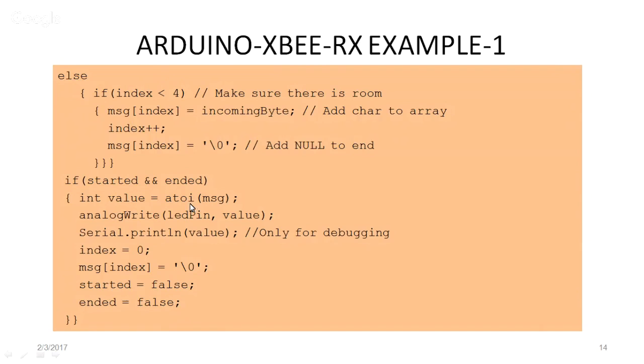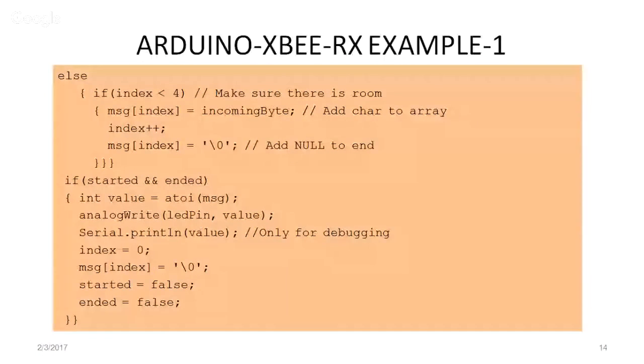Then we will convert our array to an integer value. Whatever is in this message array, we will convert from array to integer. We will get the value in value. After that, we can write the same value to your LED pin.